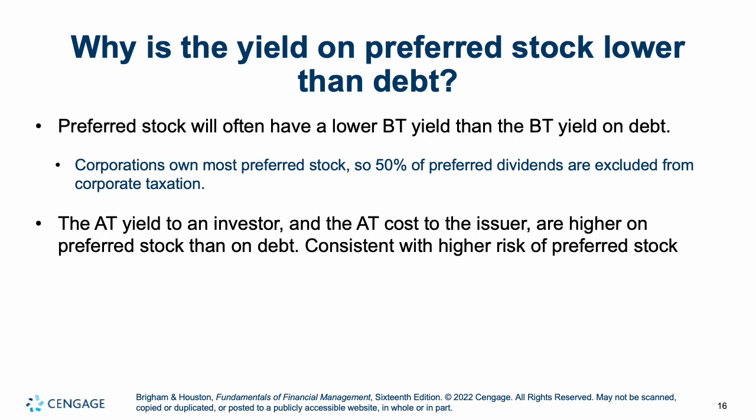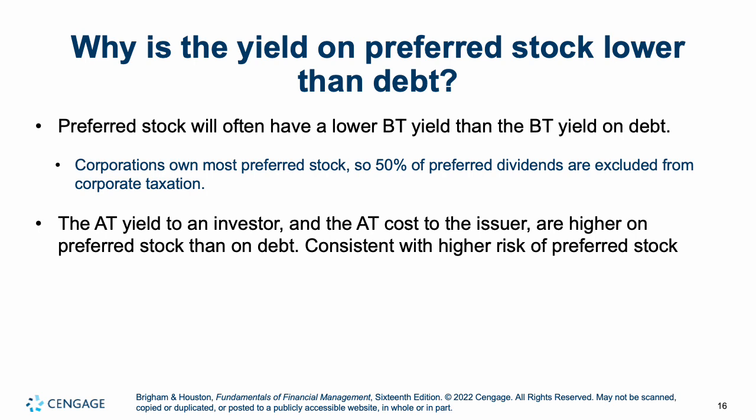So if you're a corporation and you own corporate preferred stock with some of your funds that you just aren't currently using, remember, corporations generally will invest unused funds to make something on them, 50% of your preferred dividends are excluded from taxes. So oftentimes it'll have a lower before-tax yield than the before-tax yield on debt, because the before-tax yield on debt is subject to taxation, whereas 50% of your preferred dividends are not.